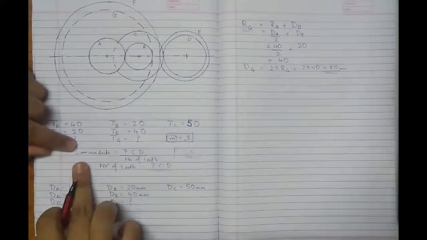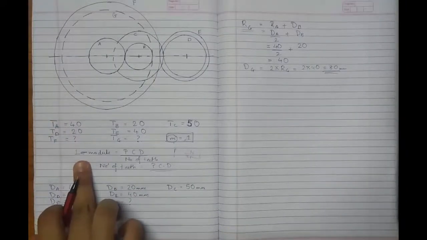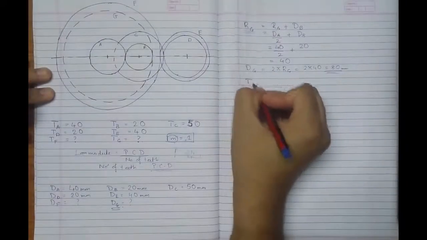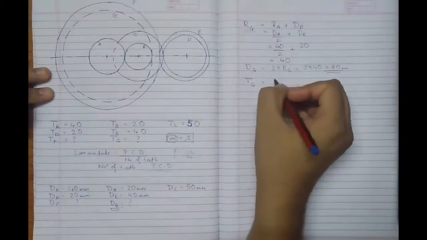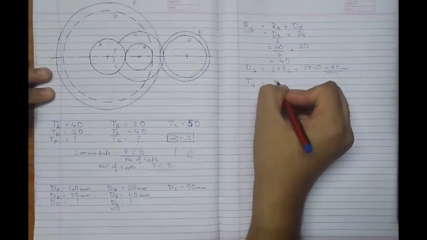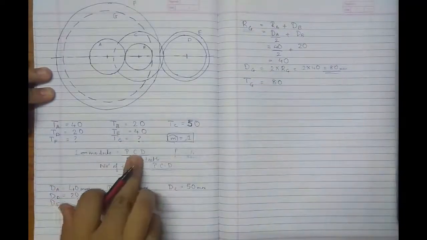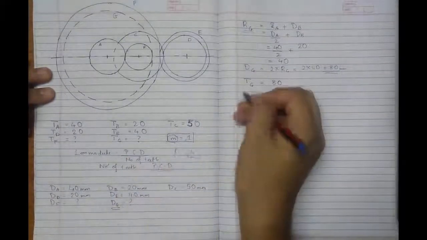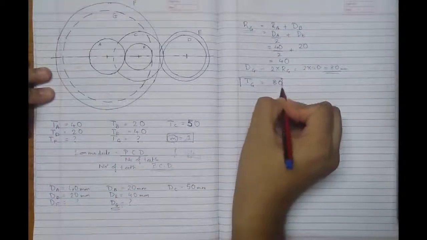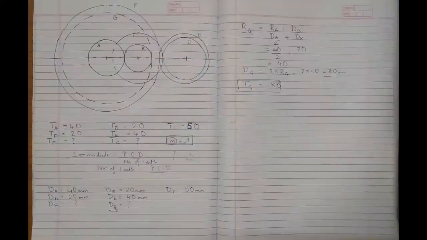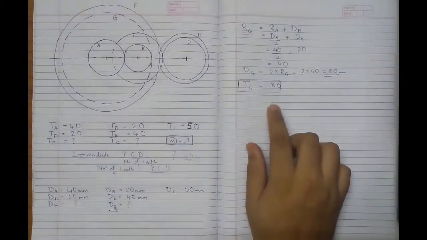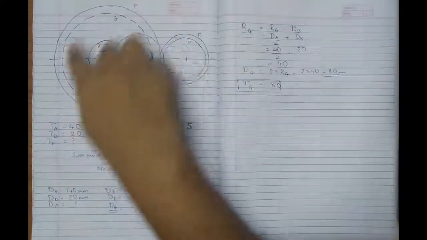Now because our module is 1, we have assumed our module to be 1, the number of teeth on G becomes very simply 80. Because module is 1, number of teeth is equal to PCD. So teeth on G becomes 80. The next thing that we have to find is the number of teeth on the gear F.